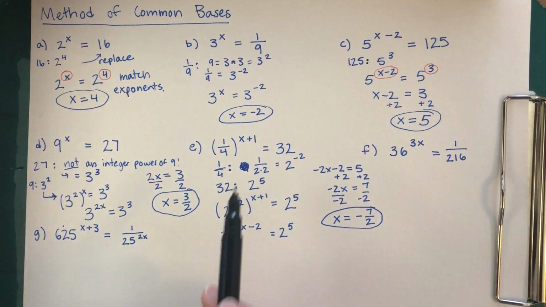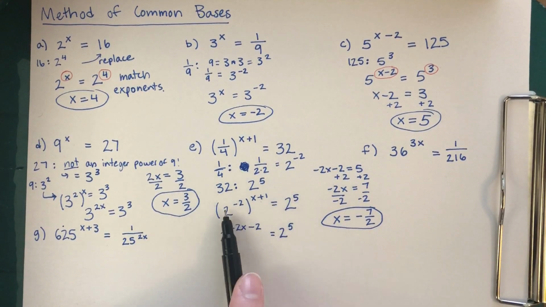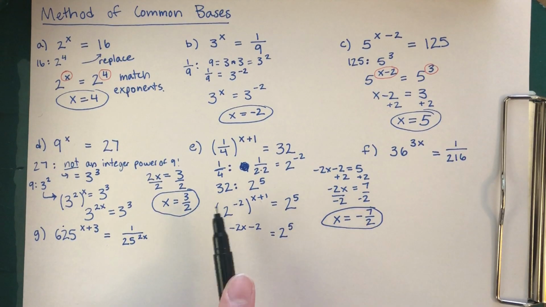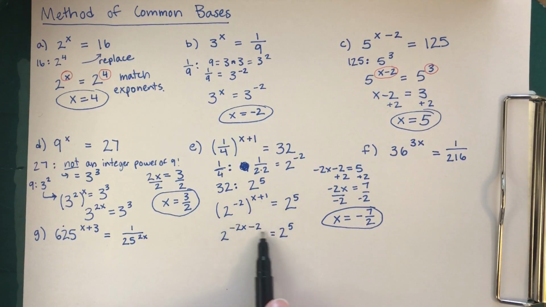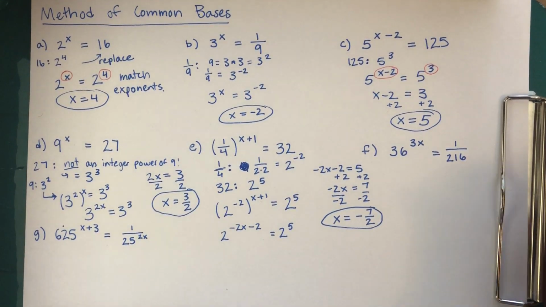So all we did was replace both of these numbers with one of our common exponents, and then use the exponent rules to multiply, and then we match the exponents together to solve. Okay, let's see another one.